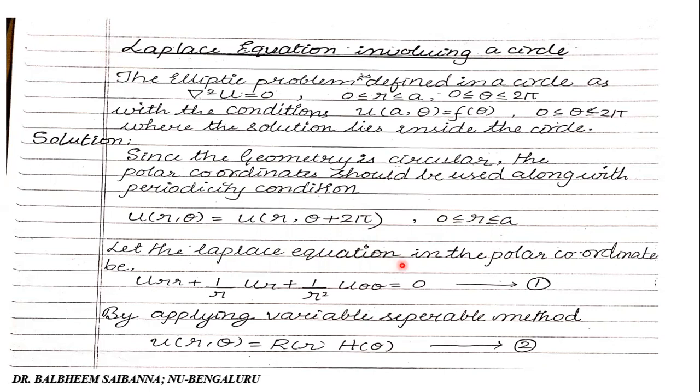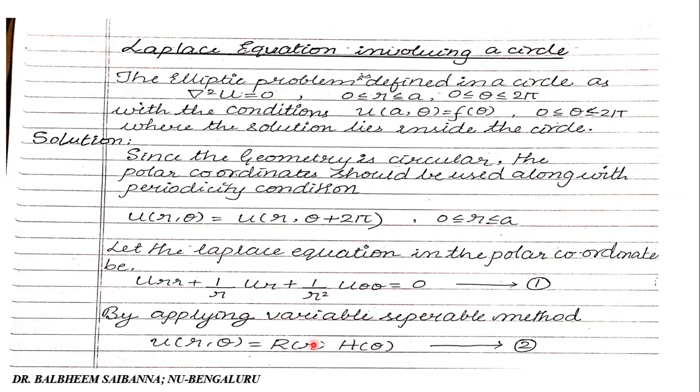Let the Laplace equation in the polar coordinates be, as we already know from the previous classes, u_rr plus 1 by r u_r plus 1 by r square u_theta theta equals 0. Then using the variable separable method, the solution of this Laplace equation can be written in this form: u of r comma theta is equal to R of r H of theta.